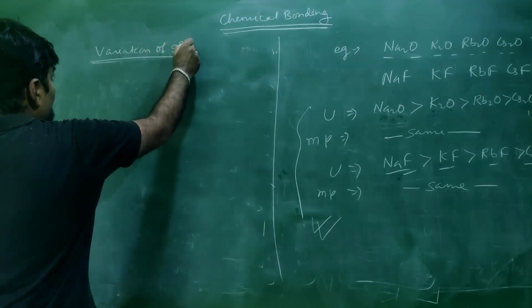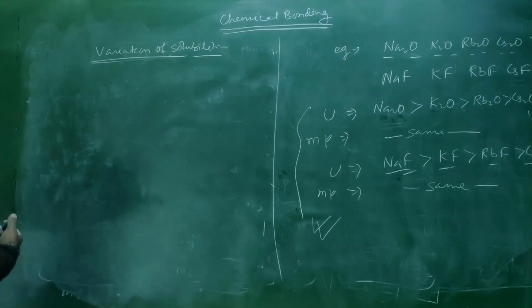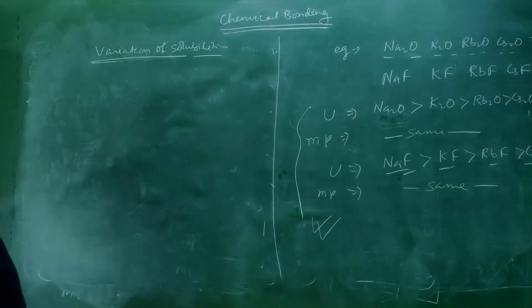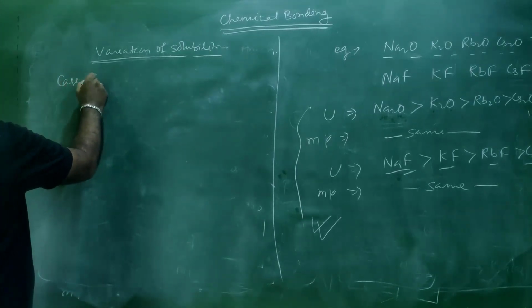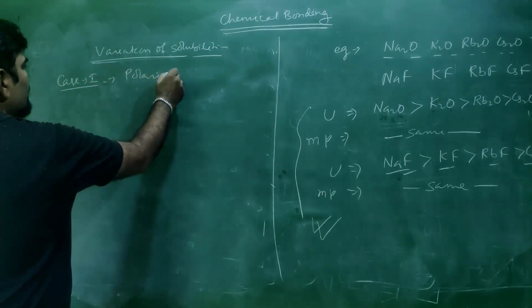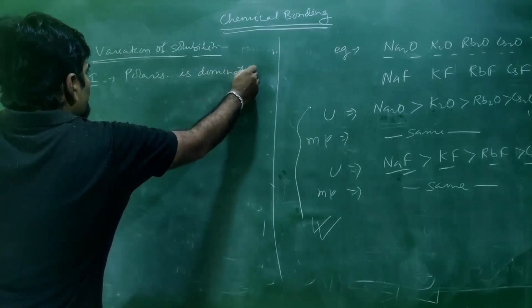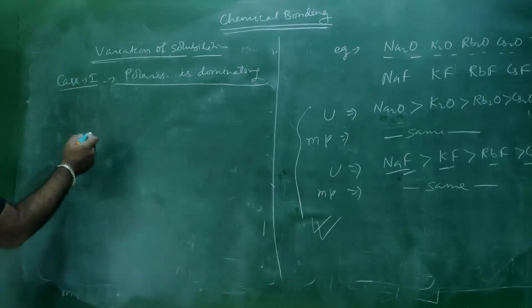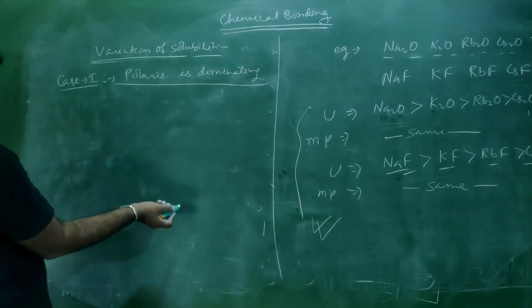Variation of solubilities. Again, the solubility variations can be explained by using two factors, basically: one is lattice energy trends and the other is polarization. Case 1: when polarization is dominating. When polarization is dominating, lattice energy doesn't have any role. In this case, lattice energy is ignored.